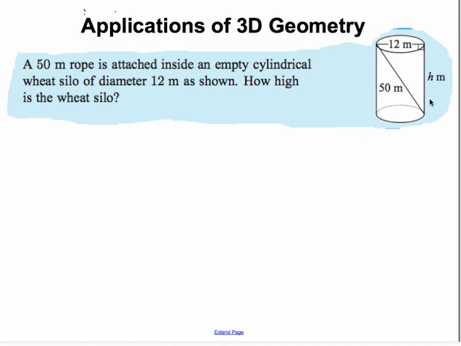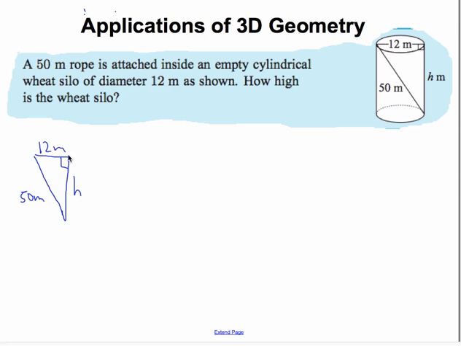Okay, so if we look at this 3D figure here, we can find a right triangle and use what we know about right triangles to solve the problem in this instance. So the height of the silo is h, and we have a right triangle with 12 meters and 50 meters here. So we can use the Pythagorean theorem.